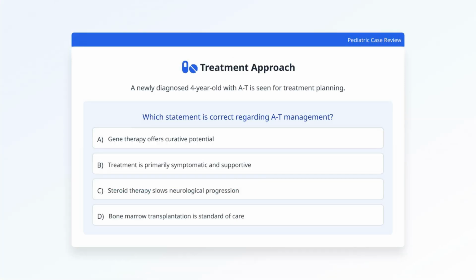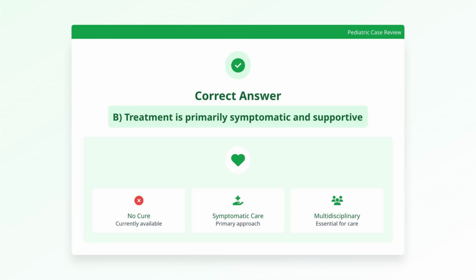A newly diagnosed 4-year-old with ataxia telangiectasia is seen for treatment planning. Which statement is correct regarding ataxia telangiectasia management? A. Gene therapy offers curative potential. B. Treatment is primarily symptomatic and supportive. C. Steroid therapy slows neurological progression. D. Bone marrow transplantation is standard of care. The correct answer is B.